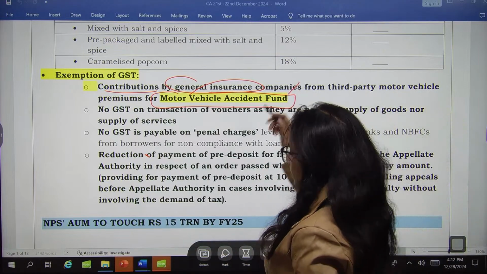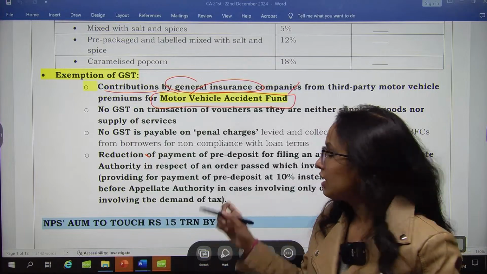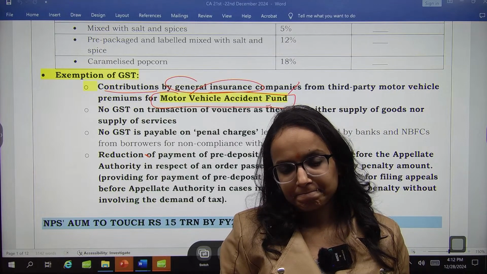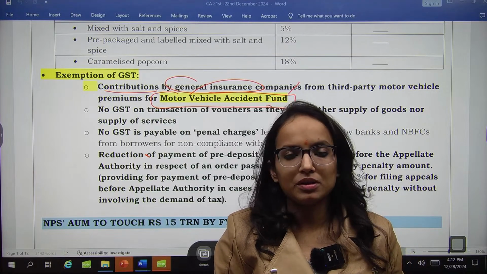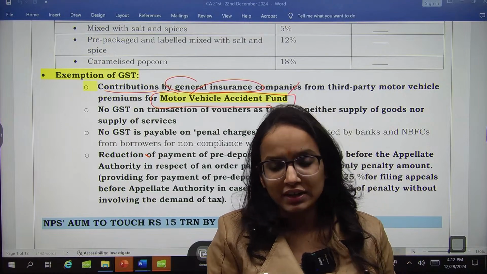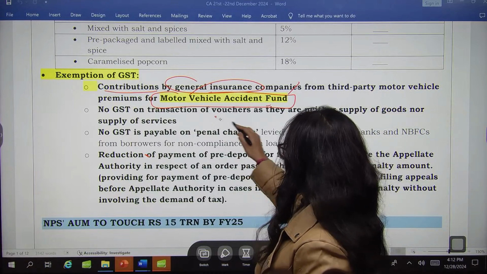Contributions by GI, general insurance companies, to this motor vehicle accident fund. ये fund क्या करता है? This is used to provide relief to the people who are victims of road accidents and their families, providing them some assistance. Then no GST on transaction of vouchers.